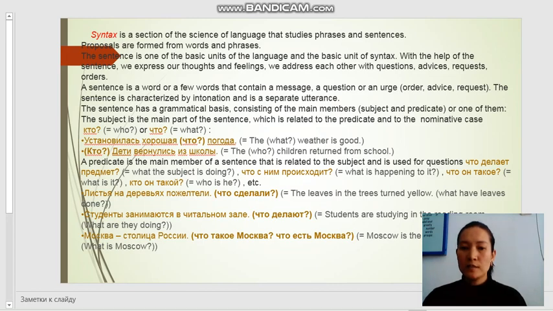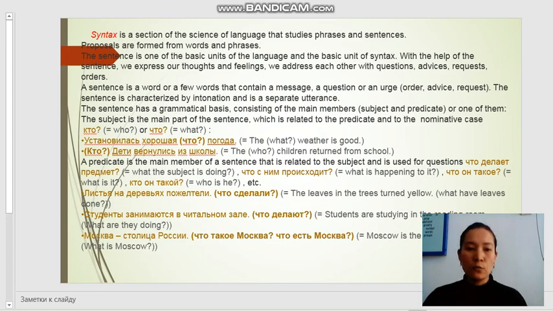Basically, what is syntax? Syntax is a section of the science of language that studies phrases and sentences. Sentences are formed from words and phrases. The sentence is one of the basic units of the language and the basic unit of syntax. With the help of the sentence, we express our thoughts and feelings. We address each other with questions, advice, requests, orders.